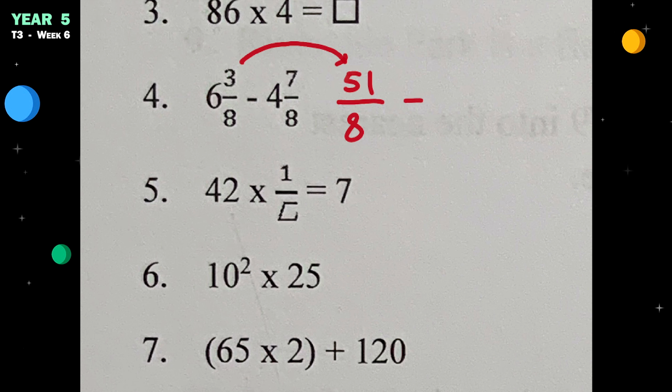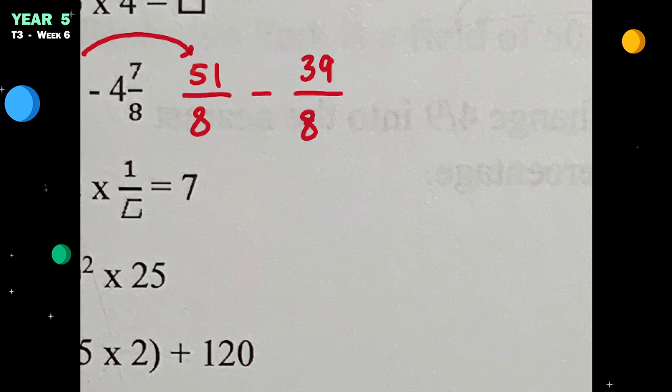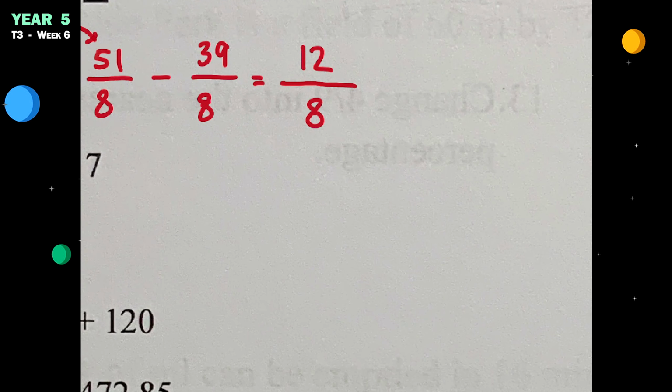4 times 8 is 32. 32 plus 7 is 39 over 8. Since they both have the same bottom number, we can keep it as 8. 51 minus 39 would be, let me see, 1 to 40, 10, 11, 12. So therefore we have 12 over 8.